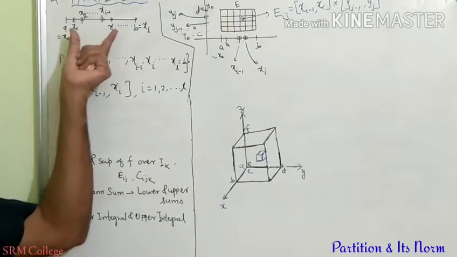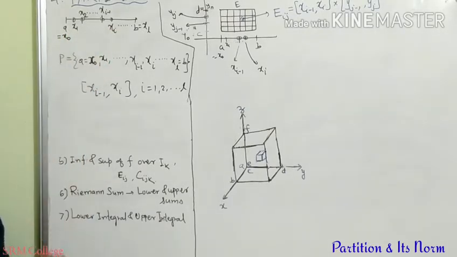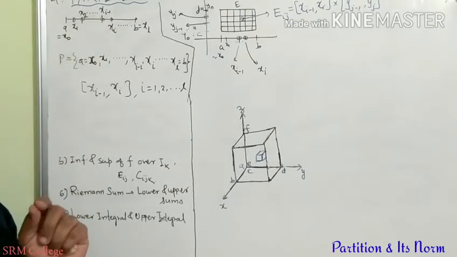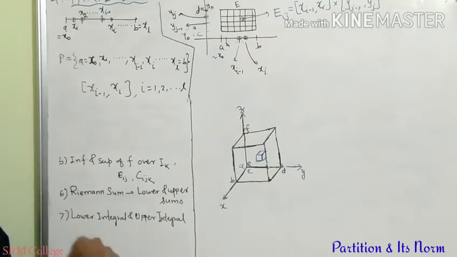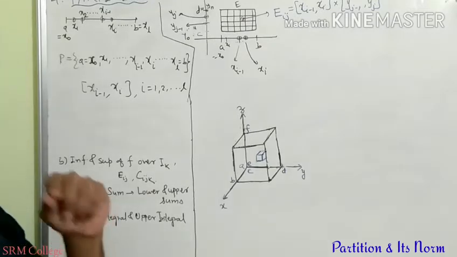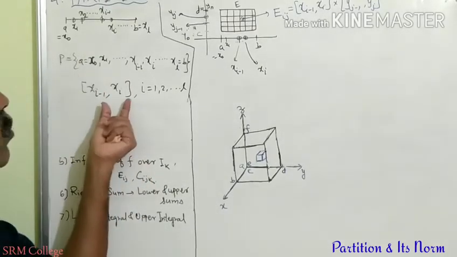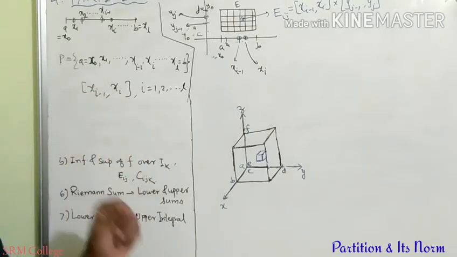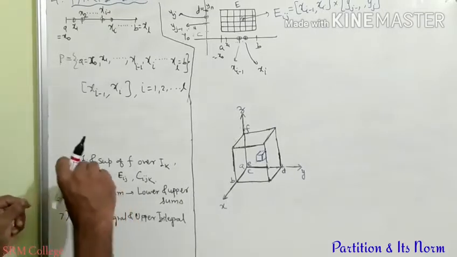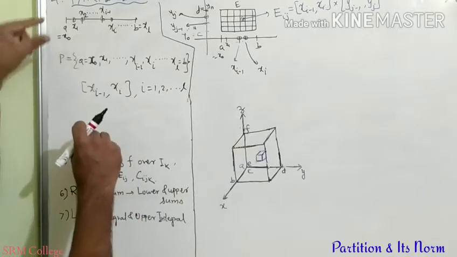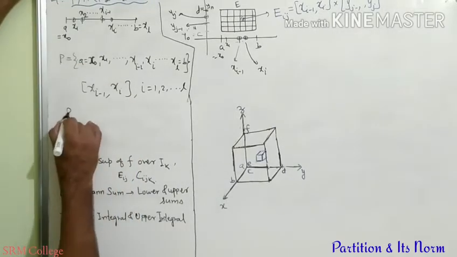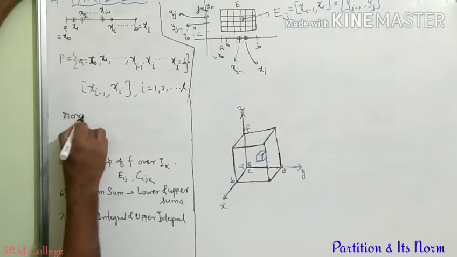Now how many subparts you have to make? As many subparts as you make, that many subintervals we will get, and you will get the integral of a function in a nice way. So now you have to see what is the norm of a partition.